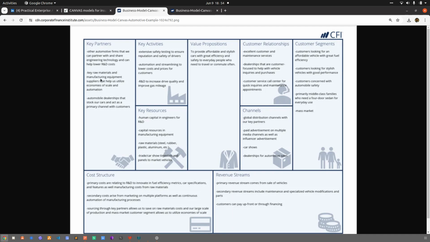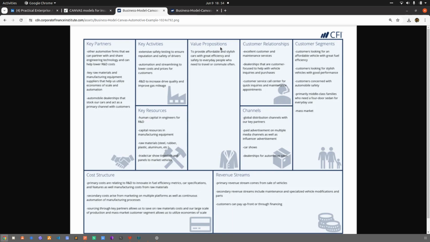dealerships. So these are their key partners, and their revenue streams are coming from sales of vehicle, maintenance, and so on and so forth. And then their primary costs seem to be R&D and marketing, and then sourcing of various things.